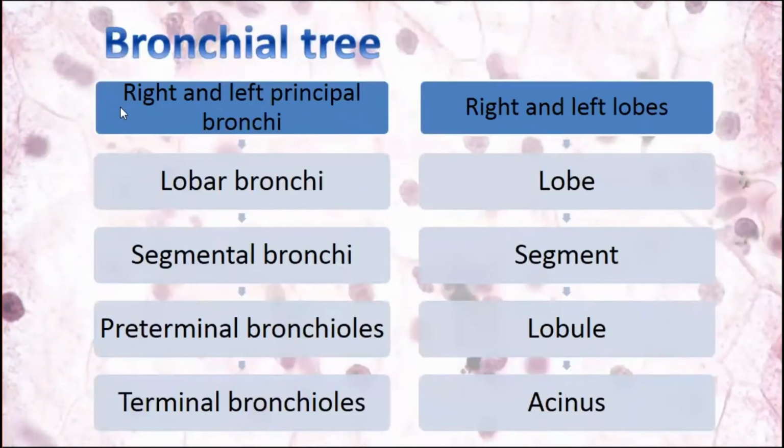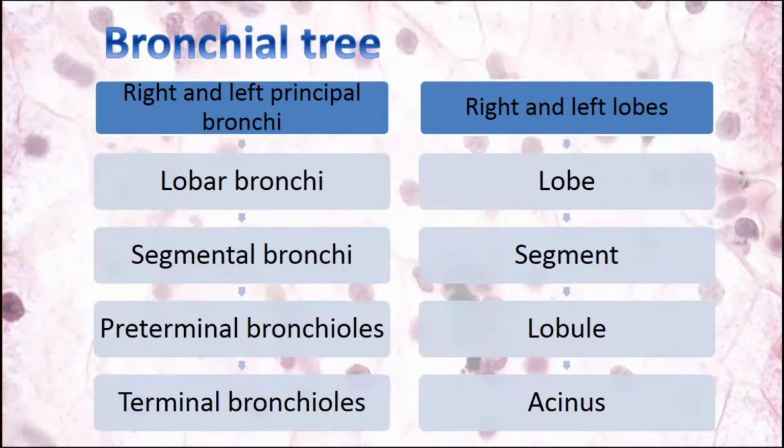And here we can see that there are right and left principal bronchi. They form lobar bronchi. Lobar are divided into segmental bronchi, and there are following generations. And the last are preterminal bronchioles and terminal bronchioles. They are the last branches of the conductive portion. Here we can see generations. And they provide ventilation, or they provide support of air for different regions of the lung.